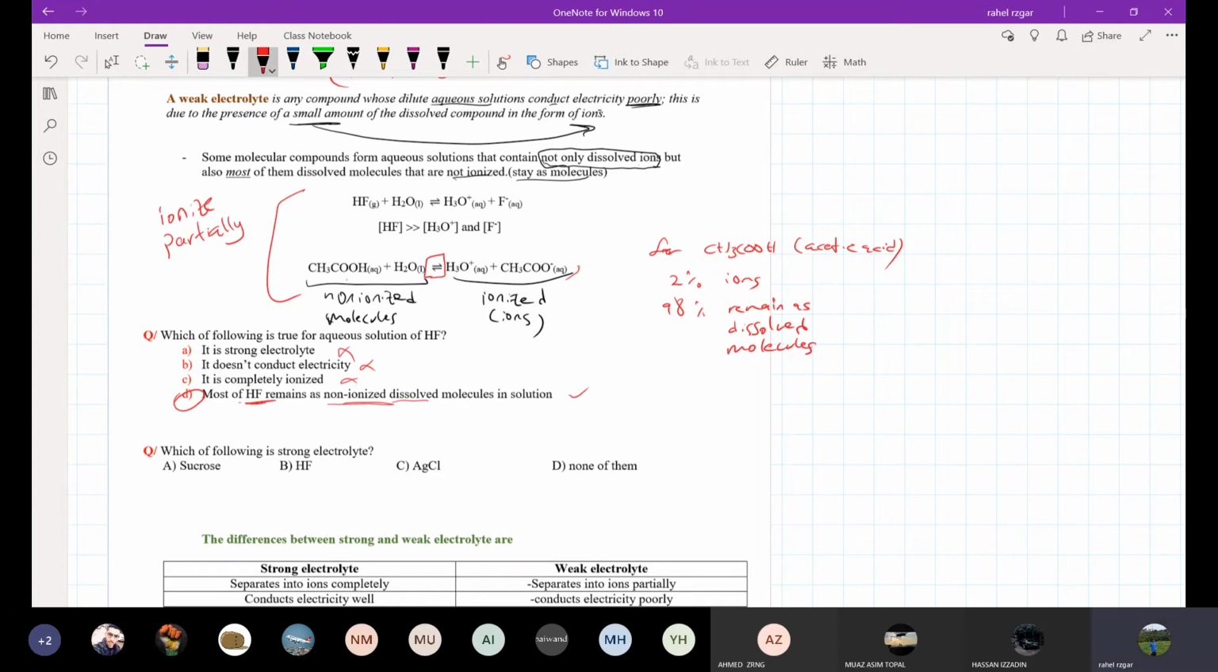Look at the next question. Which one is a strong electrolyte? Answer the question. None of them. Why? Because HF is a weak electrolyte, it ionizes partially. Partially, very good. What about A? What about sucrose? Sucrose doesn't ionize at all. But AgCl is an ionic compound. What about AgCl?